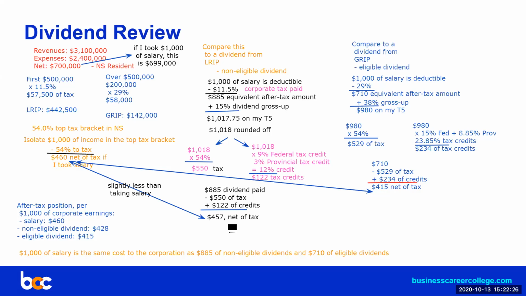I think you're right, Janelle. Thanks. So the non-eligible should be 457. And now I have to go check my other math too, don't I? 710 minus 5... $415, so far off.